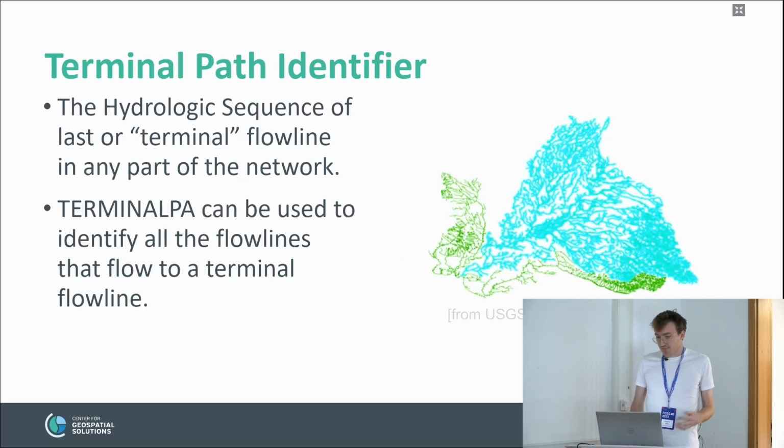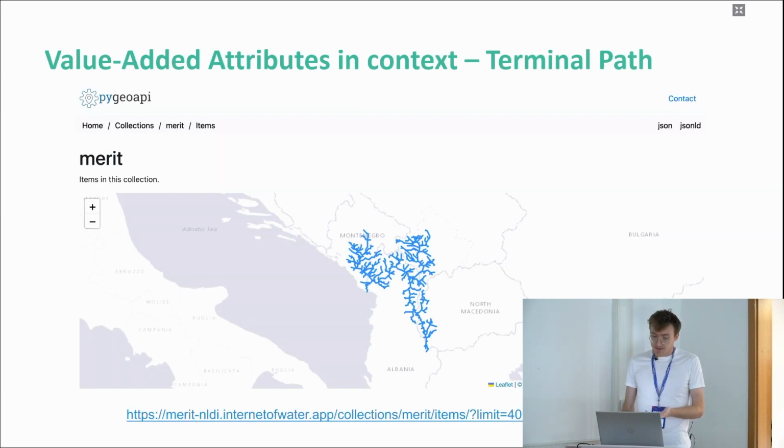And then there is also a terminal path identifier, and this is the hydrologic sequence of the last flow line in any part of the network. So in the entire basin, all river objects will have that exact same number. So what this looks like in Prizren is querying very quickly to be able to see these are all of the flow lines in the basin that are flowing both through Prizren and anywhere else.